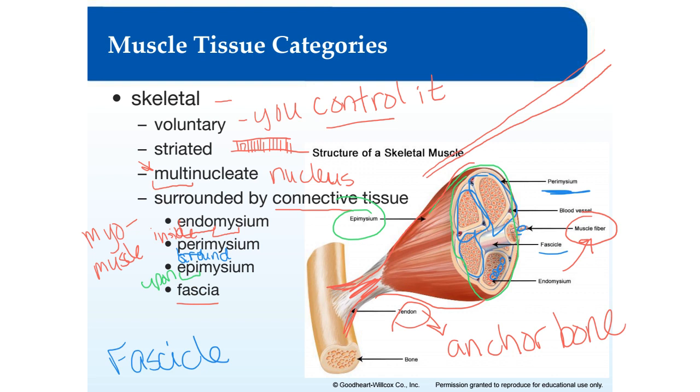So you're going to have these layers as we expand upon the muscle. Endomysium around the individual fiber, peri around the fascicle, epi around the muscle itself, and then the fascia on top of the epimysium, wrapping all of it up and then blending into the bone to help anchor the muscle.